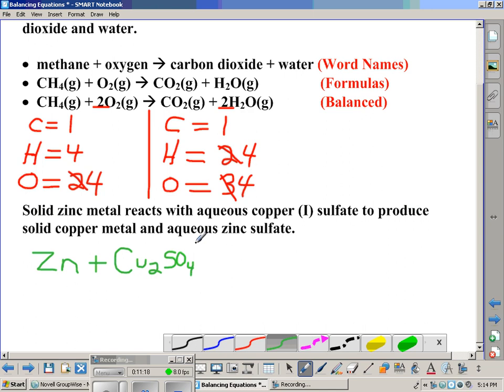Okay, so I've got zinc metal with copper sulfate reacting to produce. There's our key term. We've got an arrow pointing at our products. Produces copper metal, solid copper metal. So we've got Cu for copper. And, okay, I've got another one: zinc sulfate. Zinc always has a charge of 2 plus, and a sulfate having a charge of 2 minus means I only need 1 of each of those. So I can just do this and I'm set.